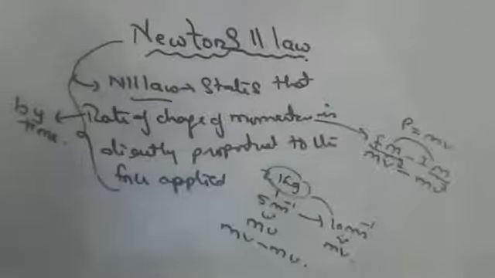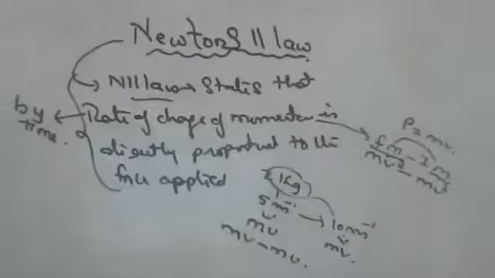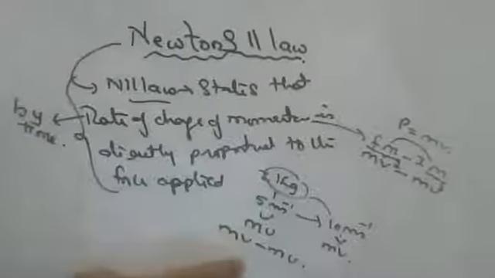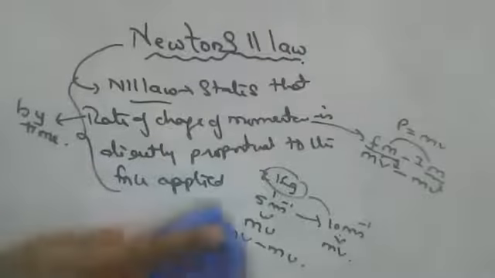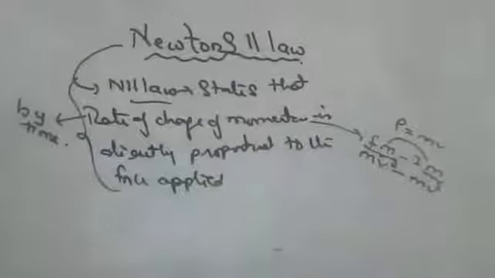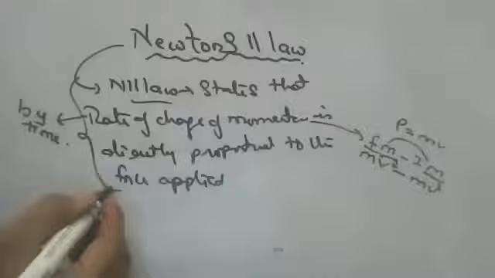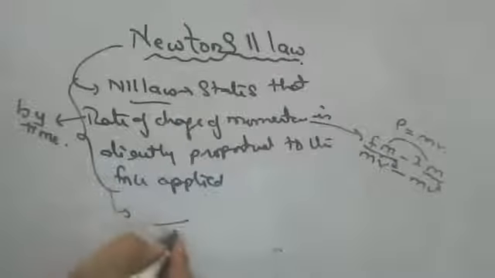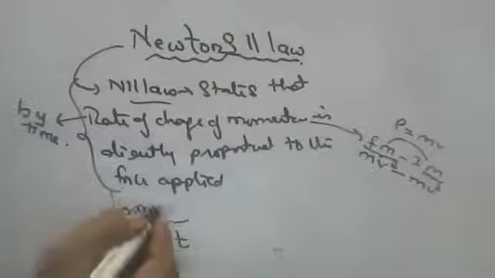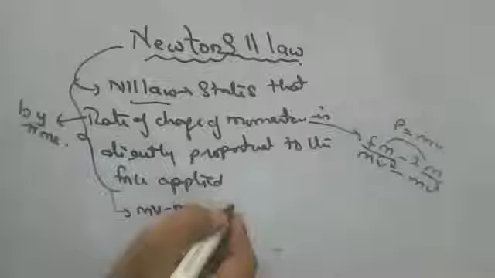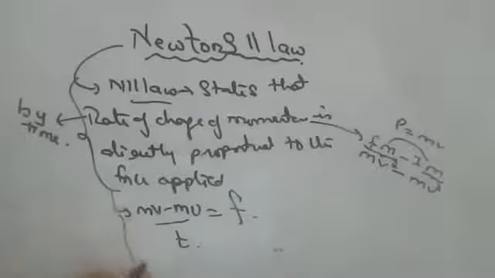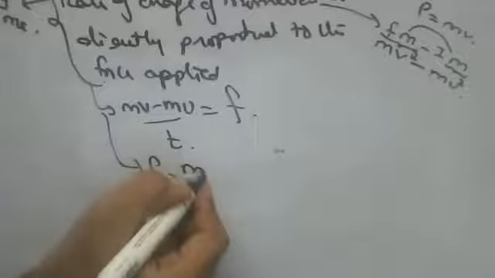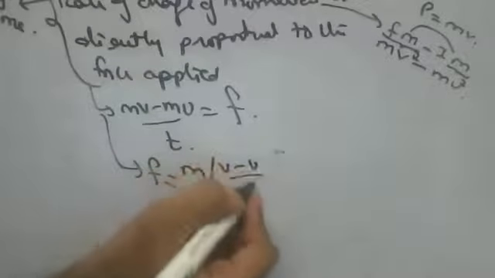I hope you all understood. Change in momentum means final momentum minus initial momentum. So what Newton said: rate means divided by time, and change in momentum is directly proportional to the force applied. So F is equal to, if you take m common, m times (v minus u) by t.